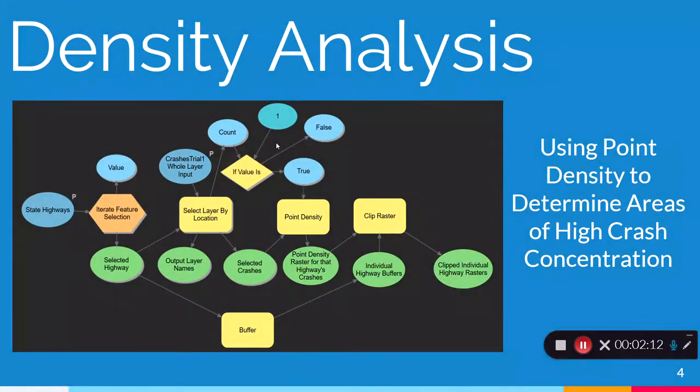So in my density analysis, here's a picture of my model. It involves iterating feature selections in order to select highway crashes that happened on the same highway, and then running densities on each of those if there was more than one, and then clipping those to a buffer of the highway. I'll break that down a little bit.